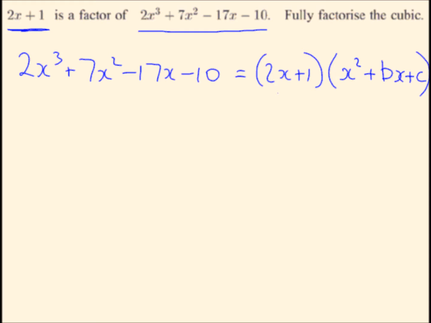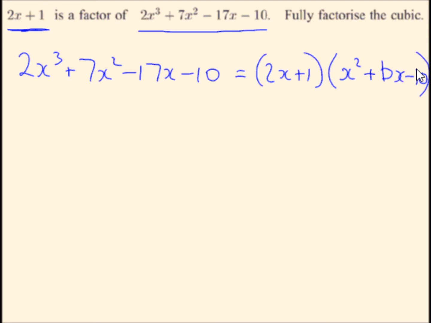Now I know that 2x times x squared would make my 2x cubed over here, but my constant term is 1 times c, and that has to equal my value of -10, which means c must equal -10. Okay, so now we need to expand the right hand side and then equate it to the left hand side.